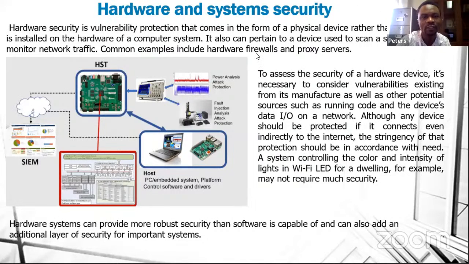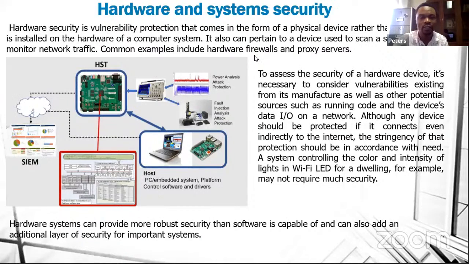How about the hardware itself? We have hardware and system security. Now, we've been talking about the software all through the vulnerability, everything, the mitigation is all about the software. Now, the hardware itself. And then from here, we say that hardware security is a vulnerability protection that comes in the form of physical devices rather than software that is installed on the hardware of a computer system.